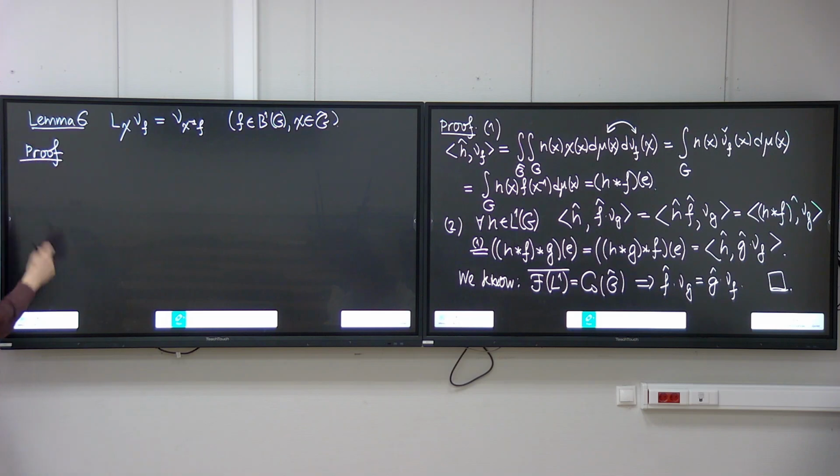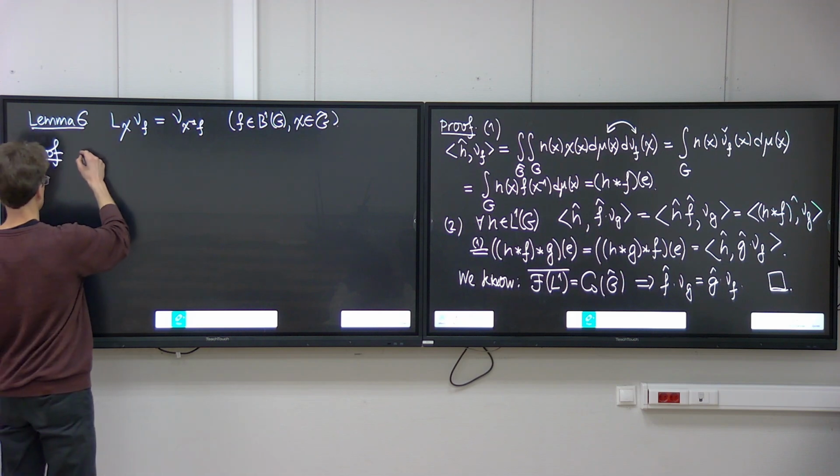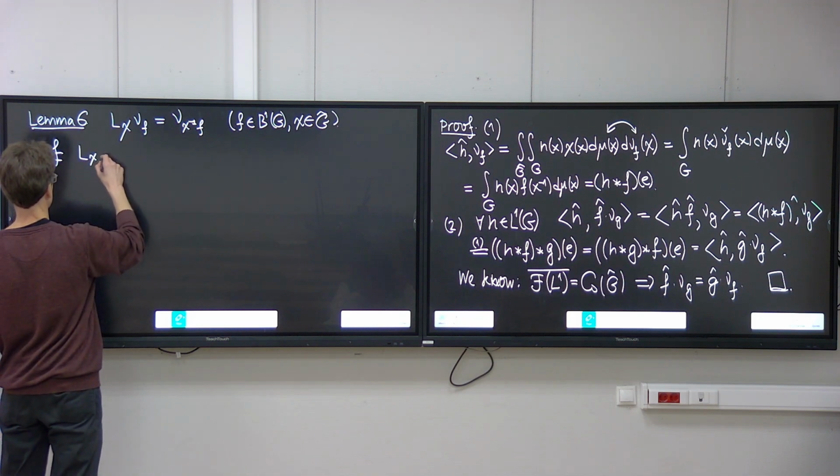The proof is very easy. So they are measures of the dual group. We know that the dual Fourier transform is injective. So it's fastest to show that the dual Fourier transforms of these measures are the same. Well, let's calculate the dual Fourier transform on the left-hand side.